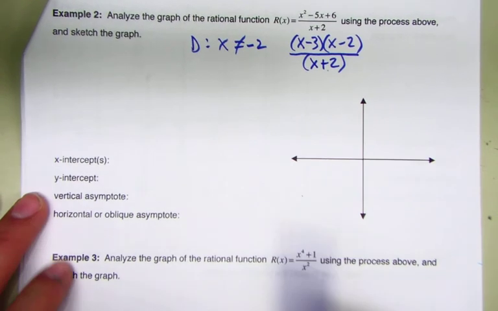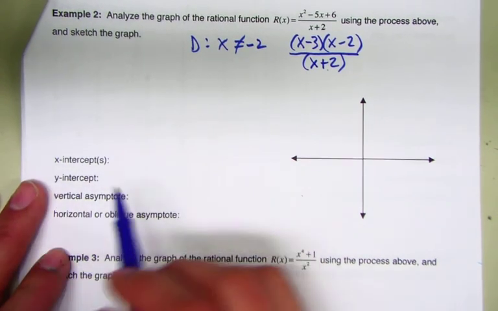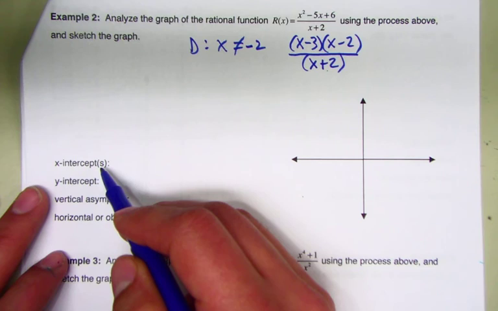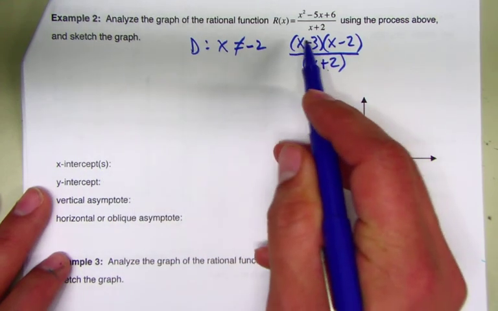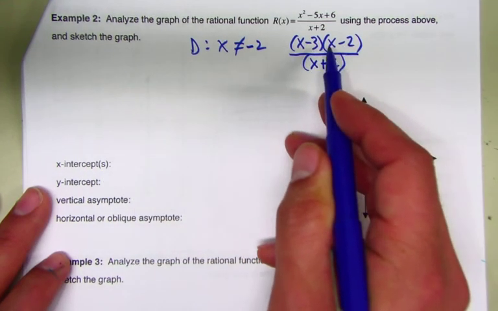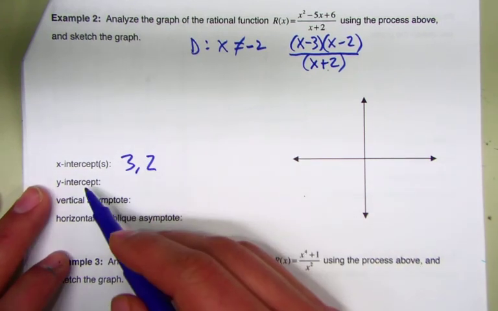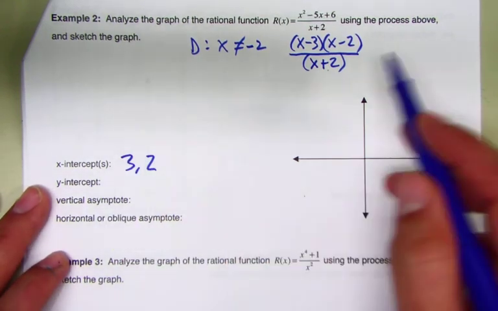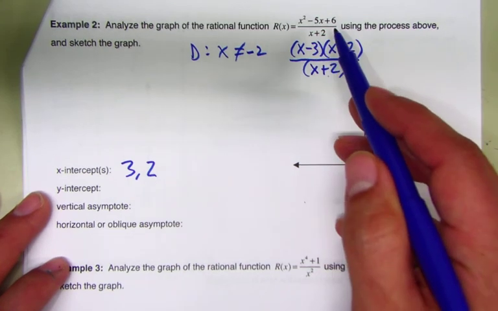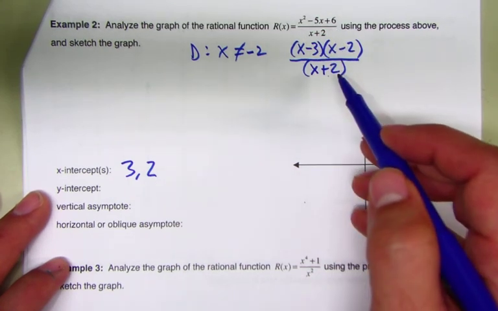All right. Okay, X-intercepts. How do I find the X-intercepts? Where do I look again? The numerator. What are the zeros? 3 and 2. Pretty easy, right? Once it's factored, this is not hard. The Y-intercept. Nothing canceled out, so you have your choice. You can use the original or this one. Which one would you plug 0 into?